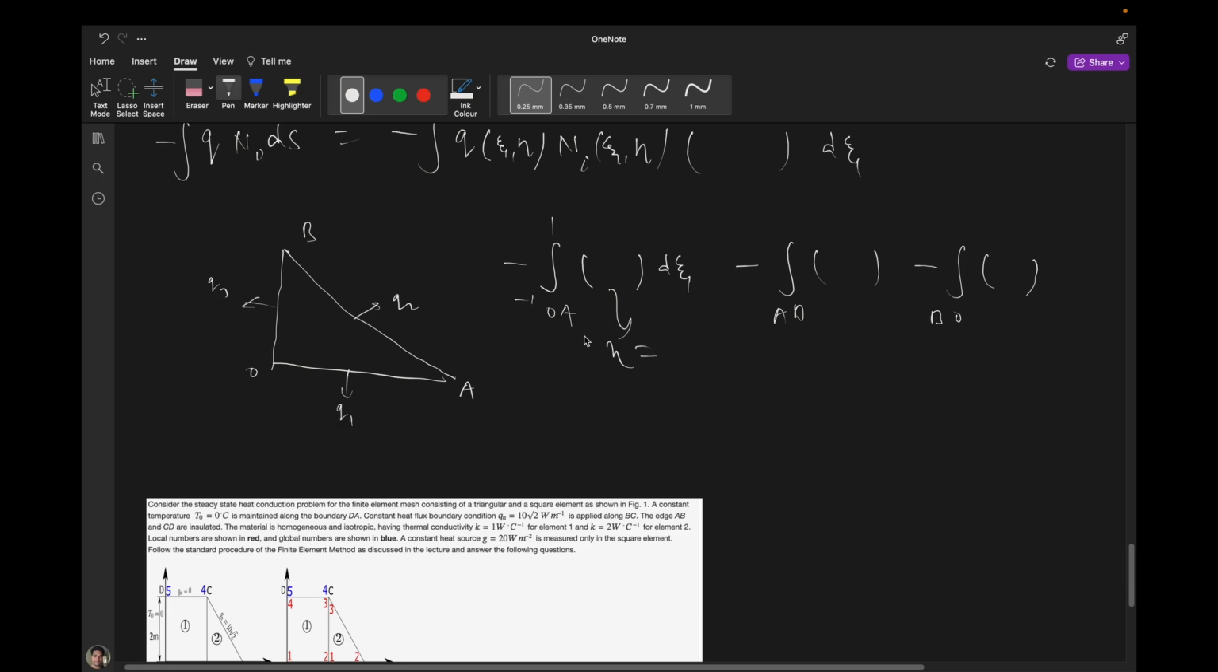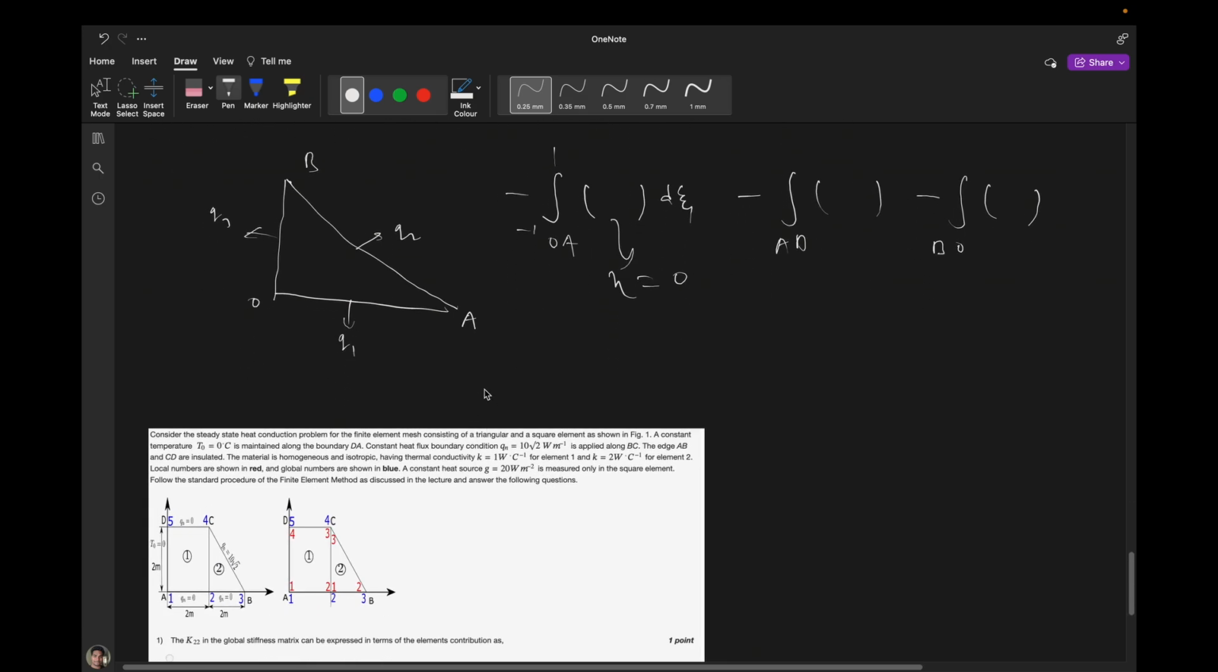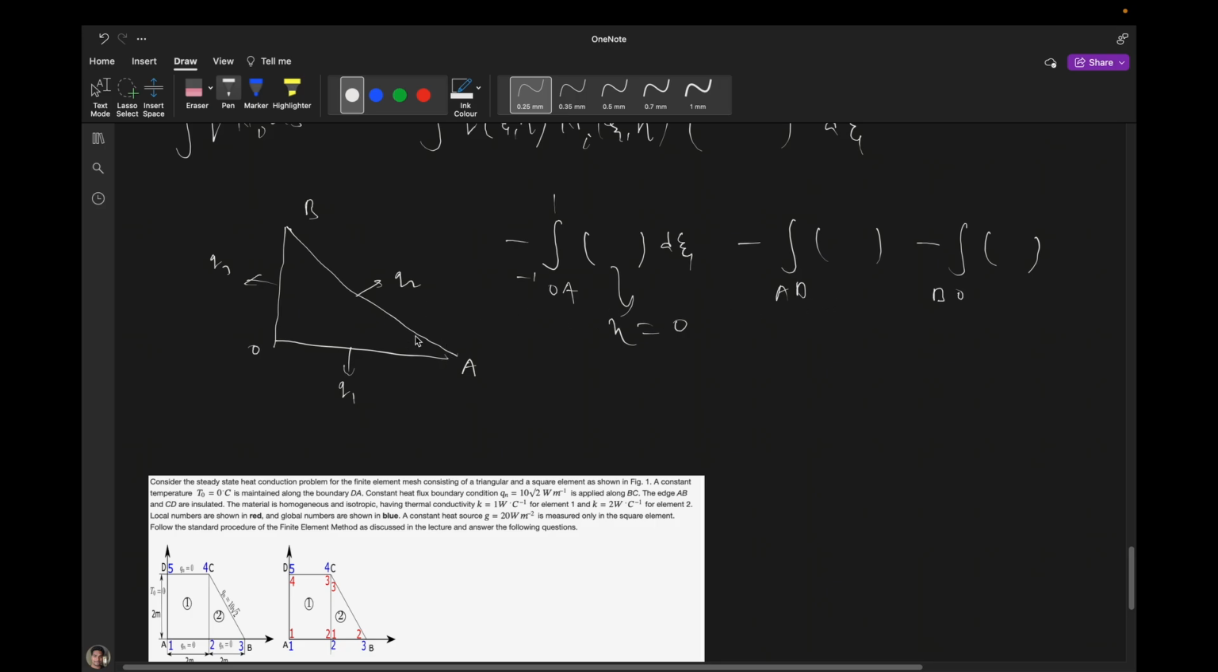What we have to do is write eta equal to 0. Whatever the integrand, first we need to convert that integrand at eta equal to 0. Then the whole integrand will become a function of xi. In the master domain this xi will be integrated from -1 to 1. Similarly, while integrating on the line AB, it will also be varying from -1 to 1.